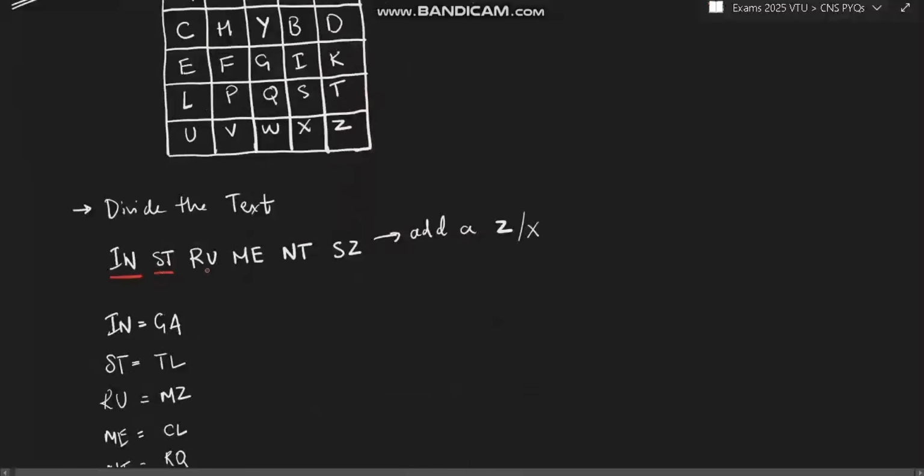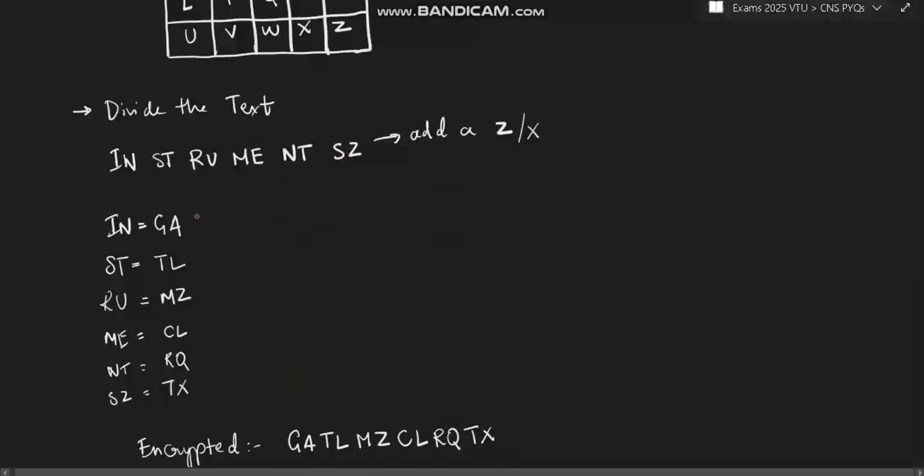So we'll be writing INSTRUMENTS. Now, S is already present here, which means just a single character is present. We have to add another character to it. So we can either add an X or we can add a Z. In this case, I'm going with Z. You can add X also, it's also the right answer. Okay, so we have got the pairs of two characters.